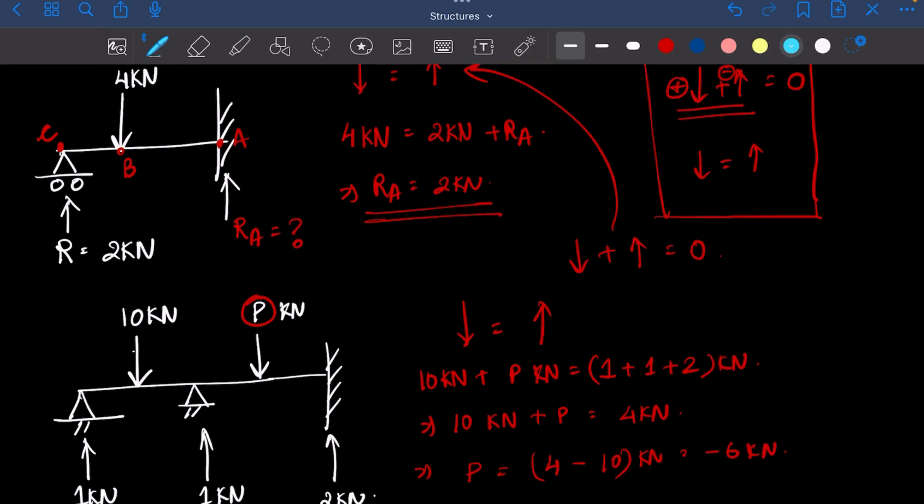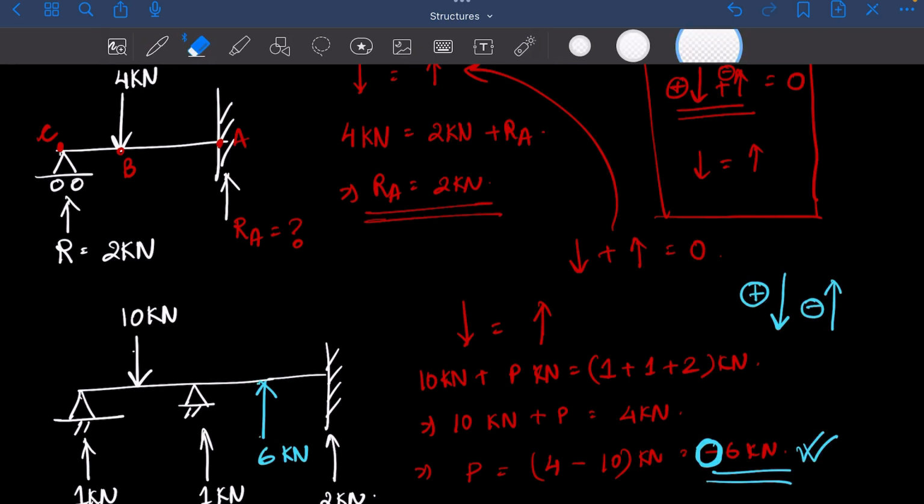I told you, right? If force is coming from top to bottom, it's a positive force. If it's going in this direction, it's a negative force. So I got a negative sign. So this means that P, though in the question given as an upward force, magnitude was not known. In actual, it's going like this. Okay? And its magnitude is this.